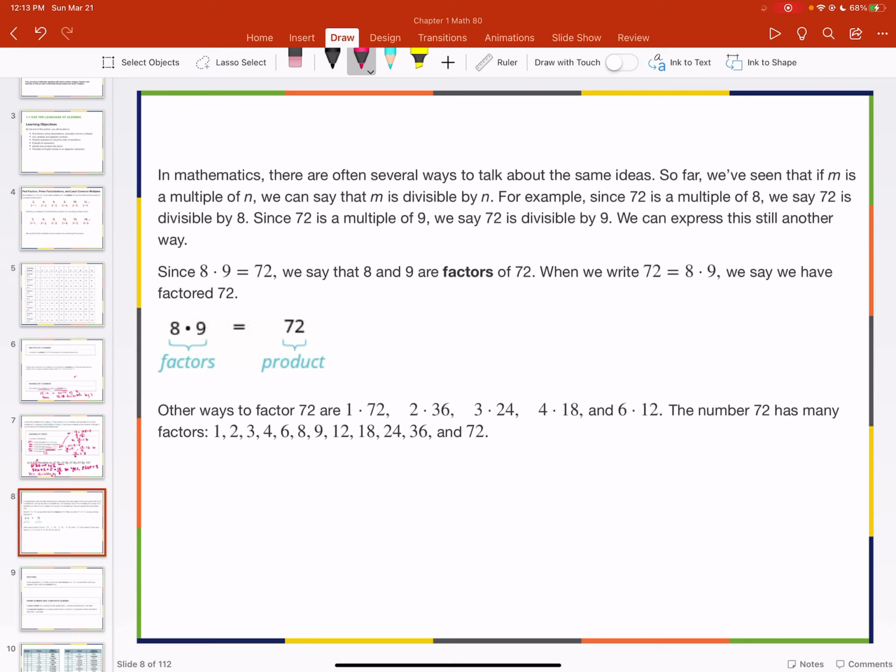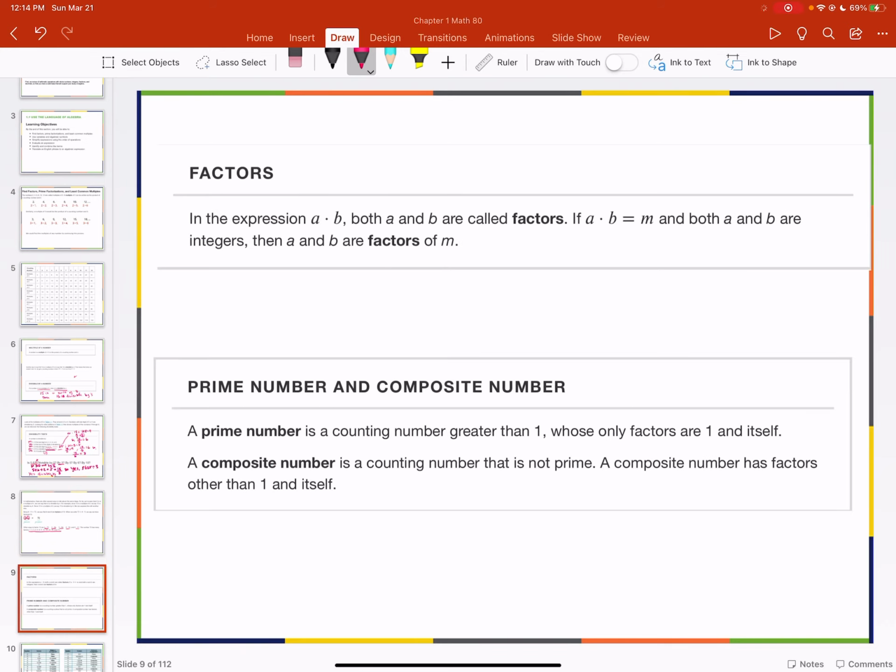When you can rewrite a number in terms of two or more other numbers being multiplied, those are factors. Okay, so there's a lot of ways to factor 72. 1 times 72, 2 times 36, 3 times 24, 4 times 18, and 6 times 12. So all of these numbers are factors of 72. Not all at the same time, but they're all potential factors. Okay, right. So if you have a number that's a product of 2 others, then A and B are considered factors. Okay, then let's get into primes and composites.